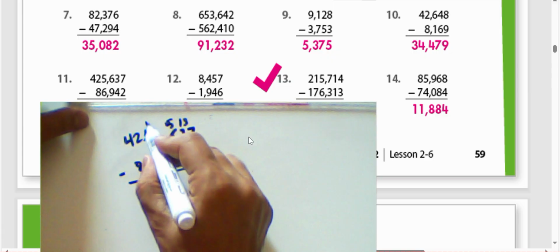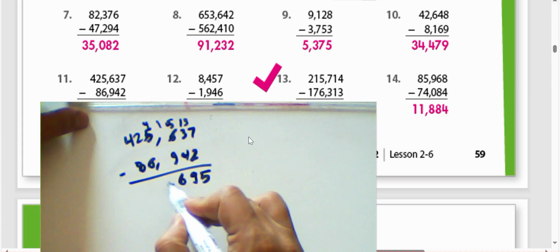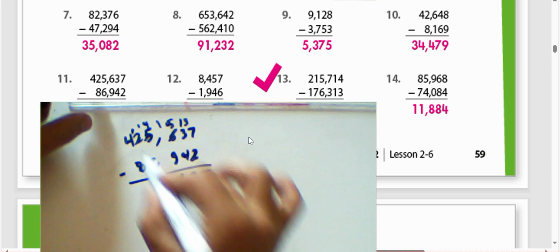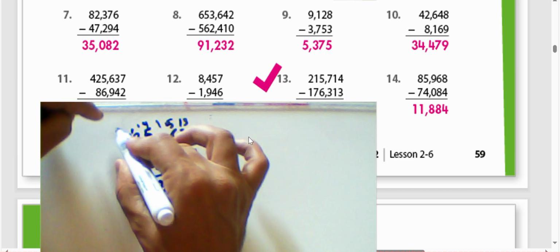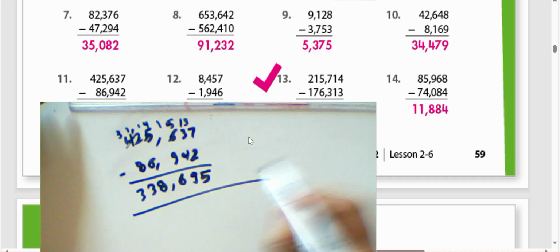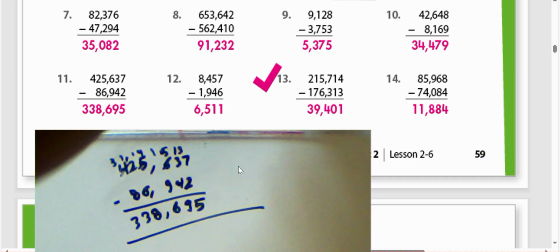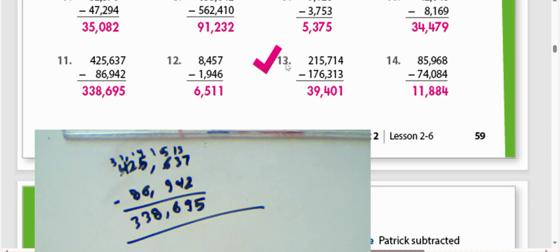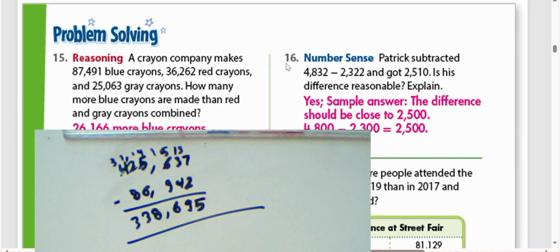5 minus 9, we can't do it. Put 1. 14 minus 9 equals 5. We can put 1. 14 minus 6 equals 8. And 1 minus 4, we can't do it. Put 1. 11 minus 8 equals 3, and then drop 3. Okay. 338,695. Okay. You can review his answer. Next question.